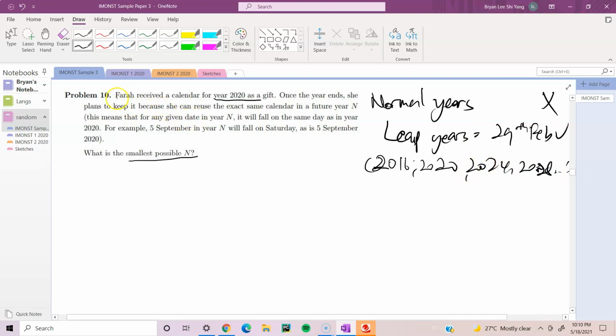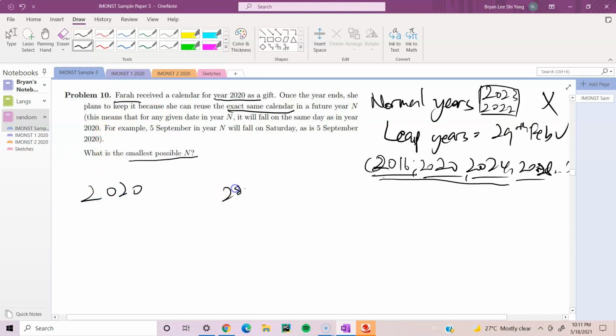So if Farah wants to use the calendar in the future, such that every day is the same, she can only use leap years, because all the normal years like 2022, 2023, which are not multiples of 4, don't have a 29th February. Right? And then let's see from say 2020 to 2024. I don't know what day the first of January is, but I can search. Give me a moment.